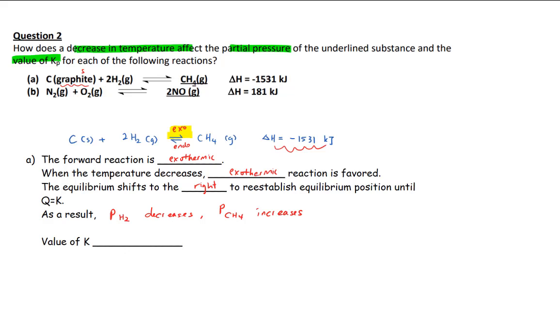Looking at our Kp expression, we have the partial pressure of methane gas on top raised to the power of 1, and the partial pressure of the hydrogen gas raised to the power of 2. Carbon as a solid doesn't have any pressure. So after the equilibrium shifts to the right, pressure of CH4 increases, pressure of H2 decreases, resulting in an increase in the Kp value. So the value of Kp increases.